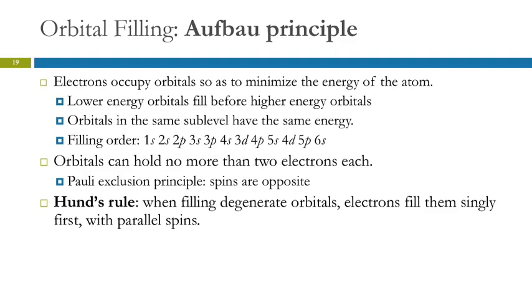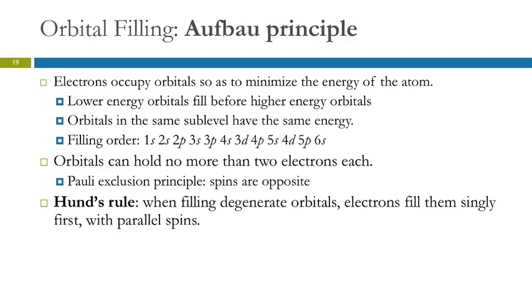This says that electrons will occupy orbitals in a way that minimizes the energy of the atom. So they're going to fill up the lowest energy orbitals first. Orbitals in the same level have the same energy. This is the filling order. You can memorize that, or I'll show you how you can get it off the periodic table.